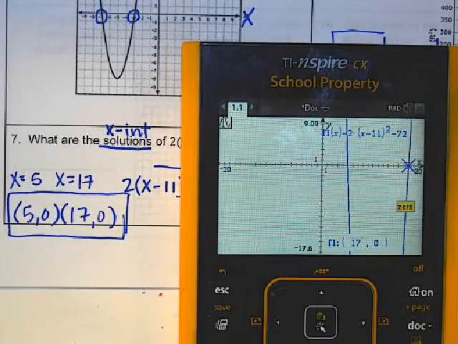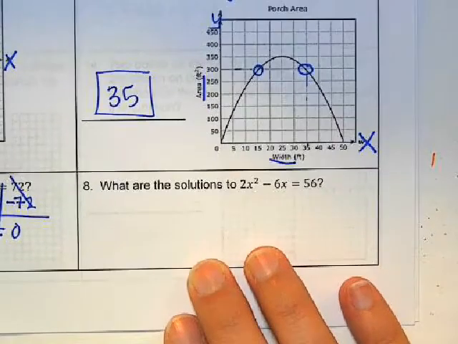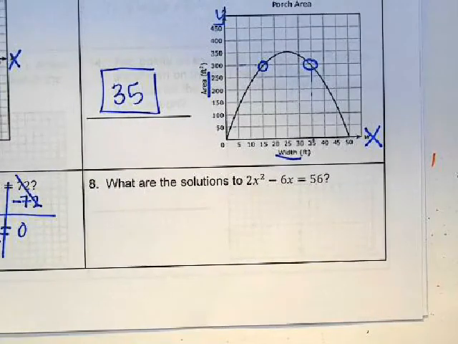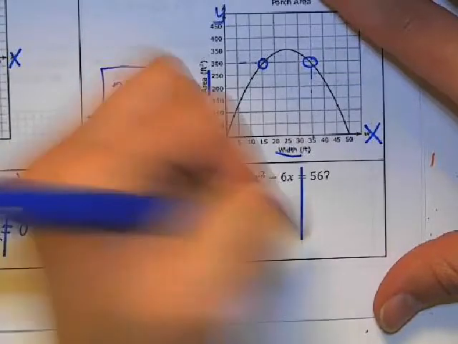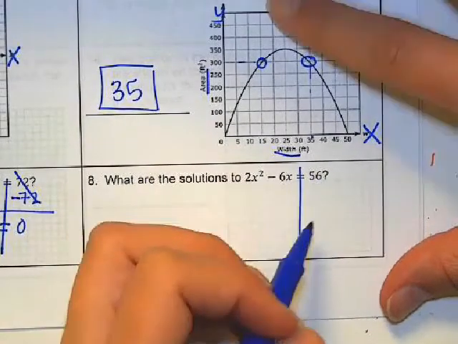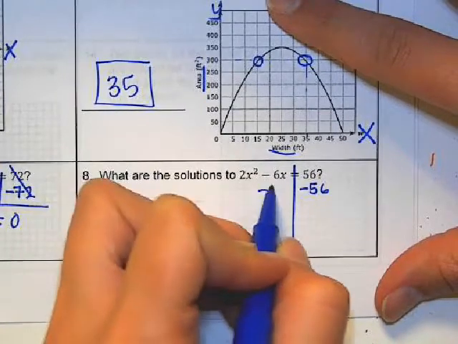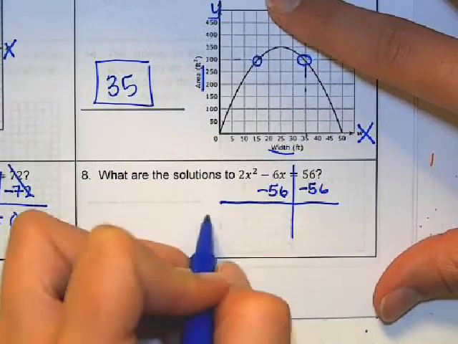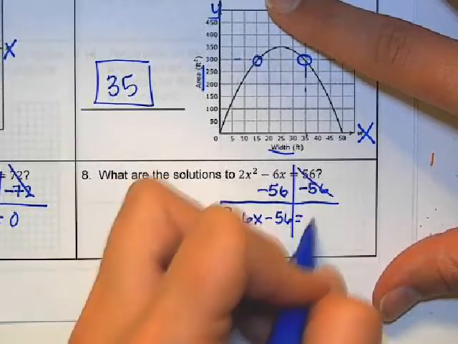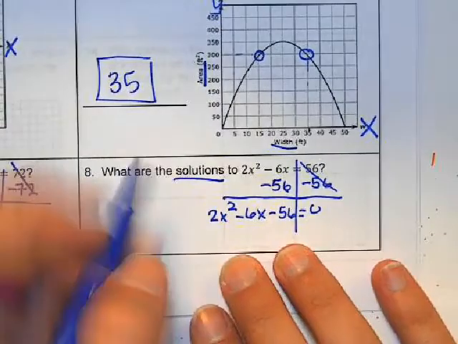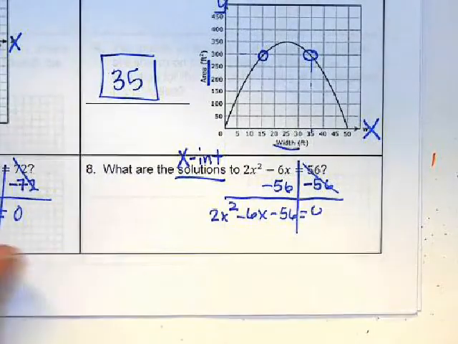Questions? Okay, look at number 8. What are the solutions to 2x squared minus 6x equals 56? How do I do this problem? Equal it to 0. So draw my line. How do I move the 56? Subtract. Does it have a like term on this side? No. So it doesn't matter where I write it. So I have 2x squared minus 6x minus 56 equals 0. Solutions means x-intercept. So in order to find x-intercepts, I have to graph it.